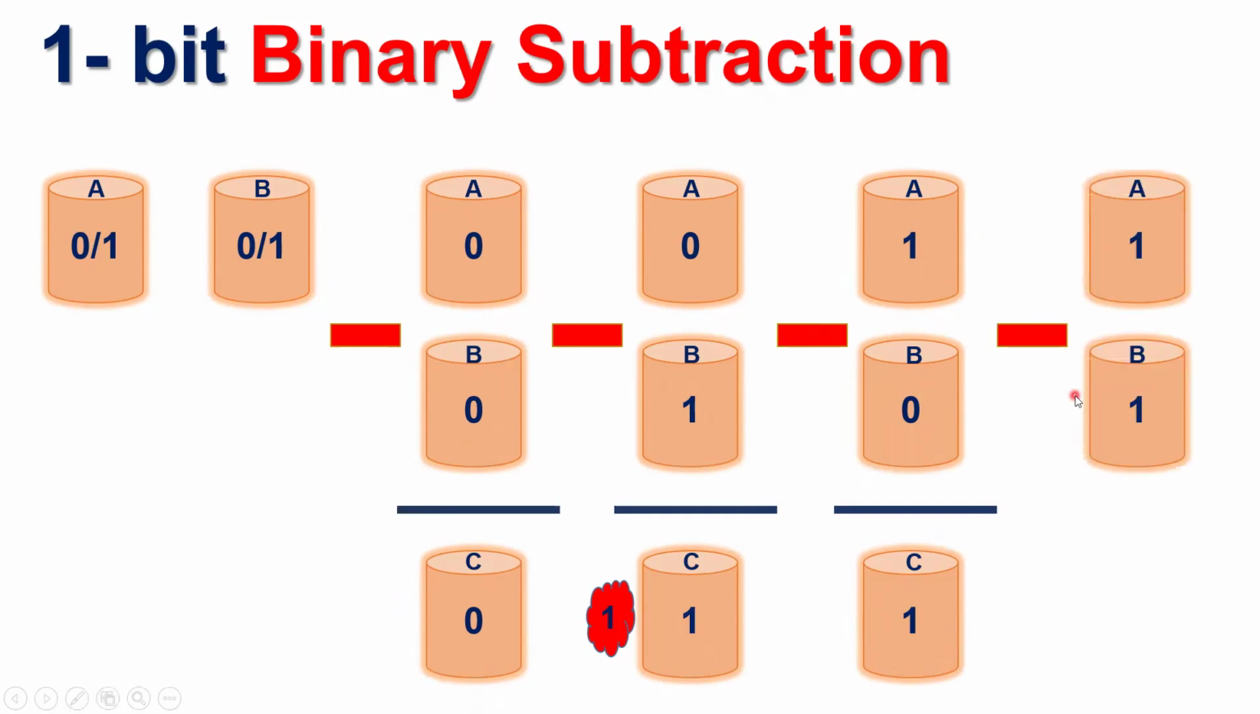The final case, 1 minus 1, both A and B are 1, and therefore their difference is C, which is equal to 0. And borrow here is also 0. So only when you subtract 1 from the 0 and number B is greater than number A, the difference between them is 1, and you need to borrow 1 from the next bit position. So that's how you do one-bit binary subtraction.